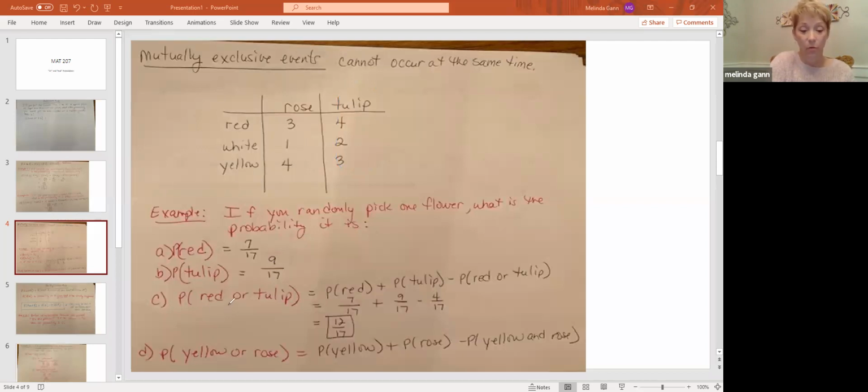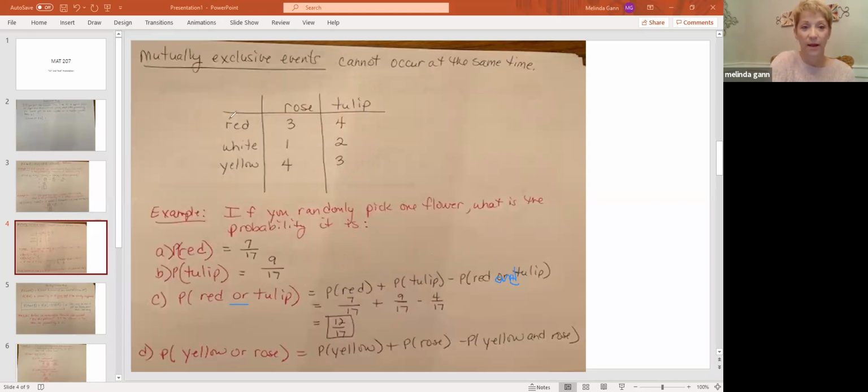Now here's an or one. So remember, it's the probability of just the first one, red, plus the probability of just the second one, tulip, minus the probability that should be and, that it's red and a tulip. Okay. Now, the lovely thing about a table is you can circle and see where the overlap is.